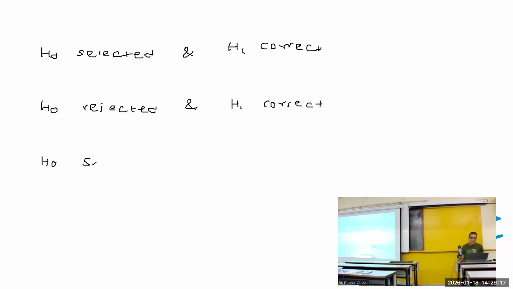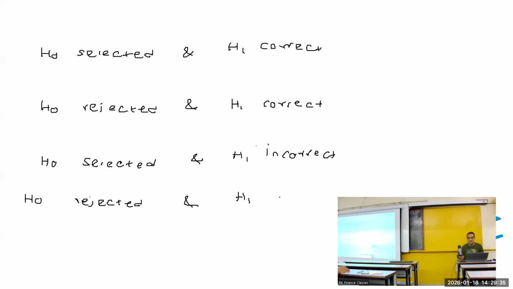Okay, H0 was selected, and we got to know H1 was incorrect. H0 was rejected, and we got to know H1 was incorrect. 2 of them are correct decisions, 2 of them are mistakes, and out of those 2 mistakes, one is a time pass mistake and the second one is a serious mistake.